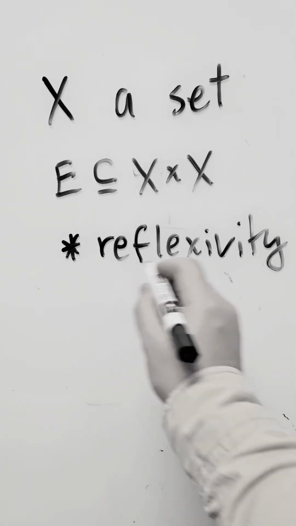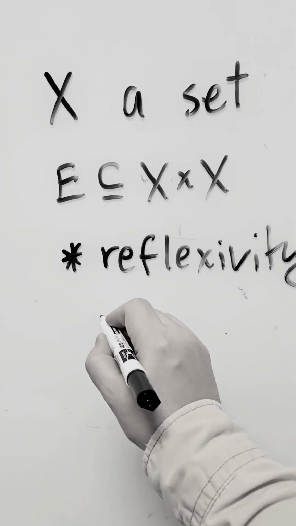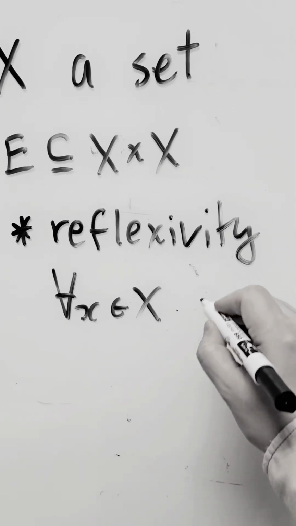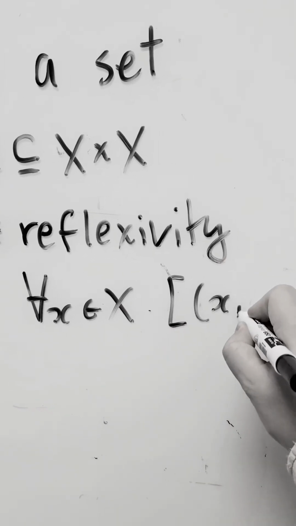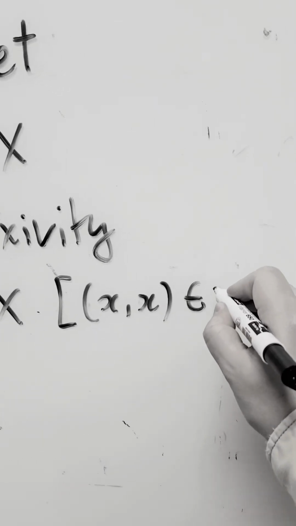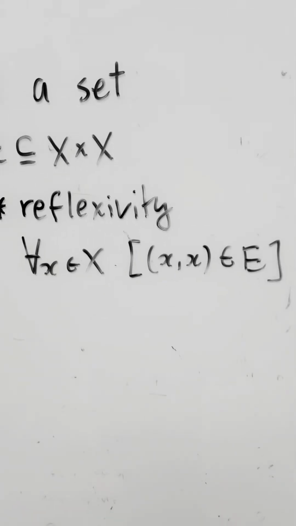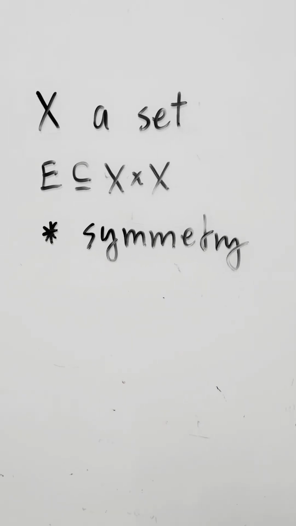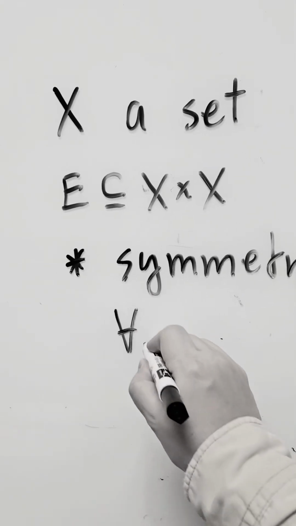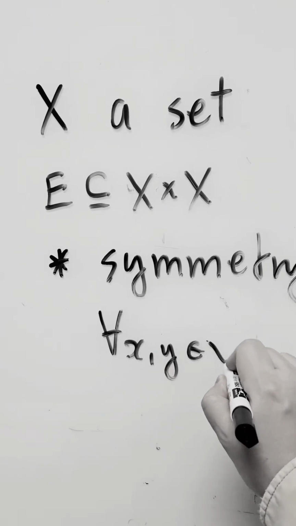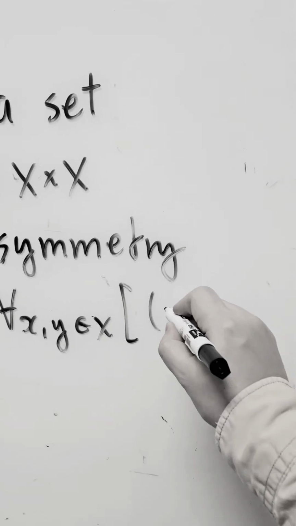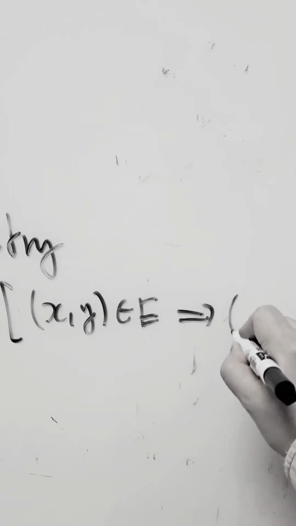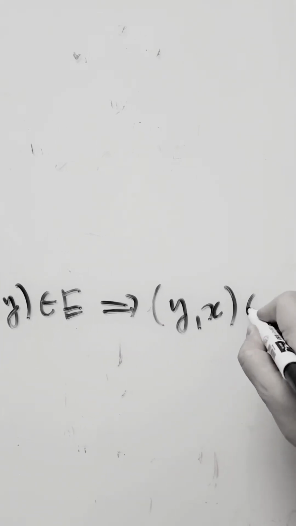First of all, it has the property of reflexivity, which means that for every x in the set X, the pair (x, x) must be an element of E. An equivalence relation must also be symmetric, which means that for any two elements x and y in X, if the ordered pair (x, y) is in E, then the ordered pair (y, x) must also be in E.